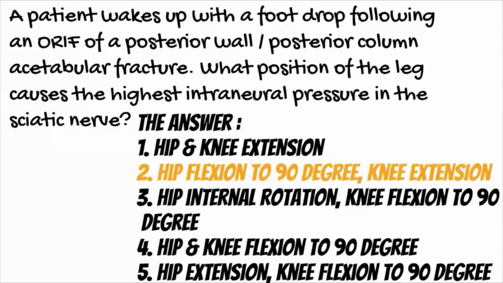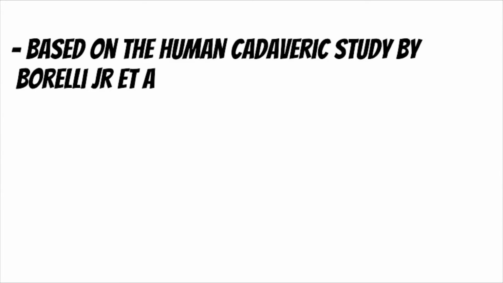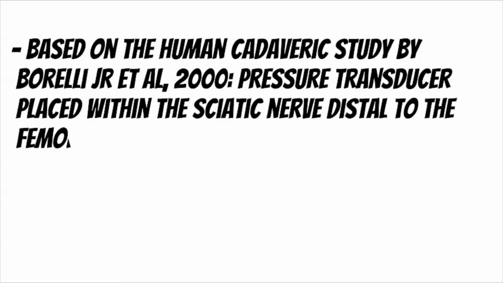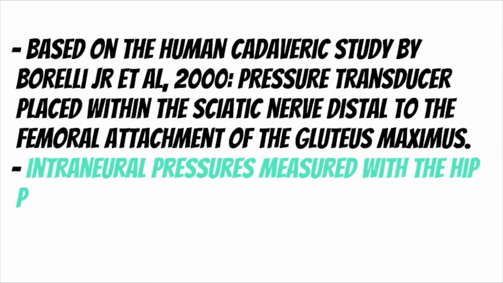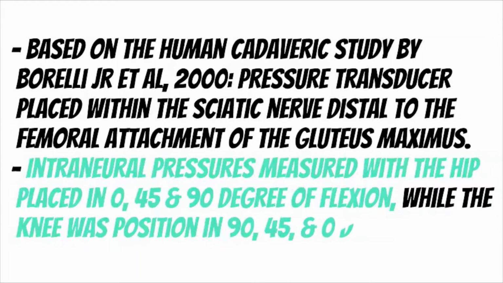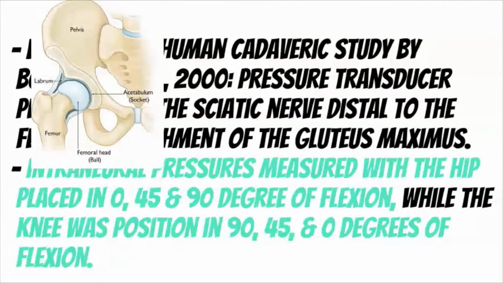Hip flexion to 90 degrees with knee extension. Based on the human cadaveric study by Borelli Jr. et al., 2000, a pressure transducer was placed within the sciatic nerve distal to the femoral attachment of the gluteus maximus. Intraneural pressures were measured with the hip placed in 0, 45, and 90 degrees of flexion, while the knee was positioned in 90, 45, and 0 degrees of flexion.